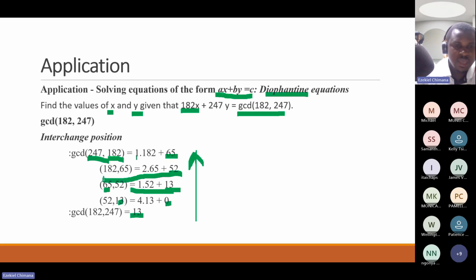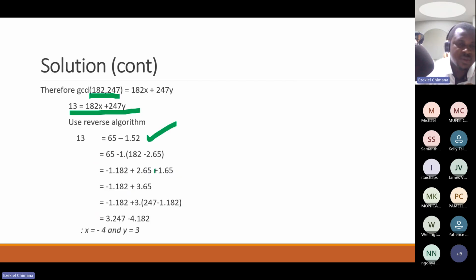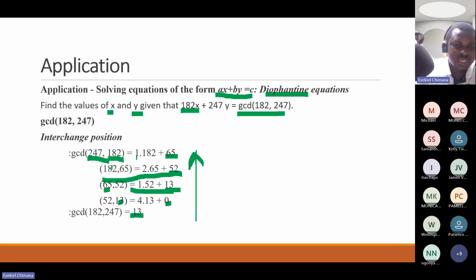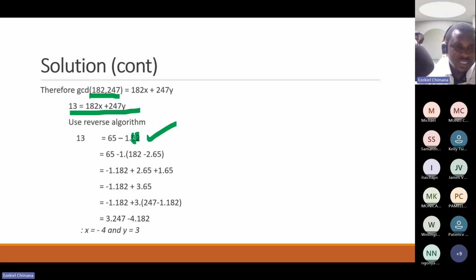Next, you go to the next step, which is this step. And what do you do there? You make this 52 the subject of formula, which is 182 minus 2 times 65, right? So you're going to have 65 minus, because remember, we know the value of 52. What is the value of 52? The value of 52 is 182 minus 2 times 65. So we are going to replace this 52 by that value, right?